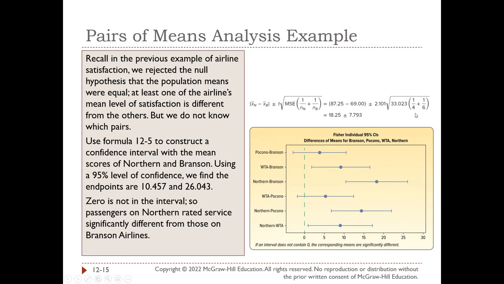And then divide by 1, divide by 4, plus 1, divide by 6, because apparently there were 4 observations in the Northern, only 6 in Branson. Okay, then of course, we plus and minus the 18.25. This is where we get our endpoints. But we need one to hit 0. Notice, none of them hit 0. That means none of the pairs are actually going to be good.